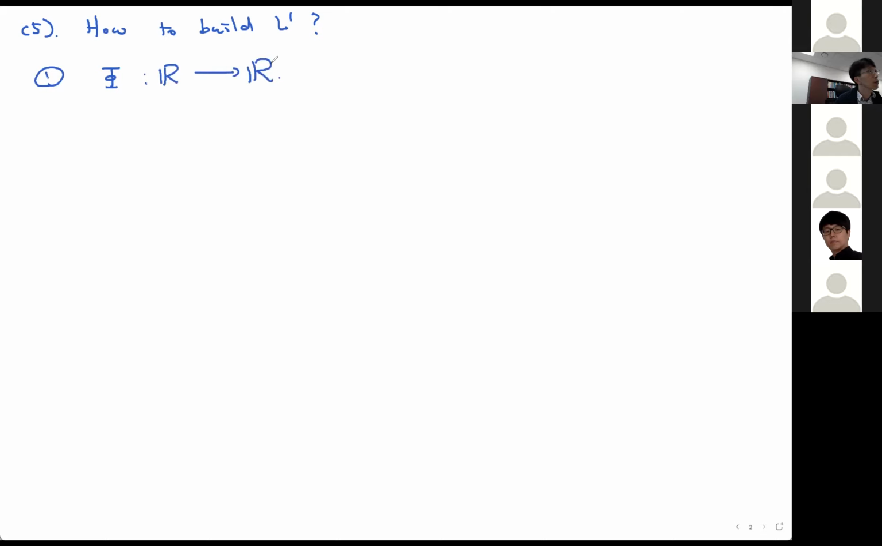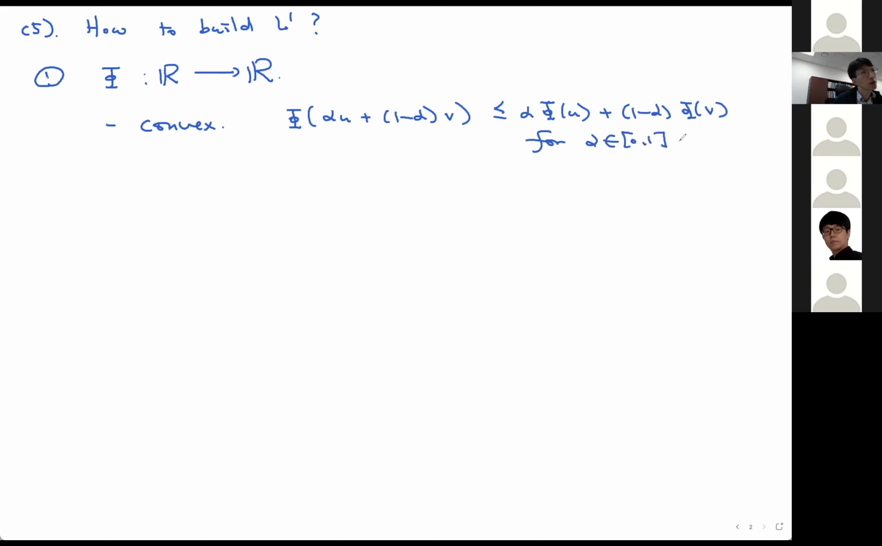But it satisfies a few properties. The first property it satisfies is that it's convex, which means if we have phi of alpha u plus 1 minus alpha v, so alpha is bounded, for alpha, which is a number between 0 and 1, and then u and v are real numbers.